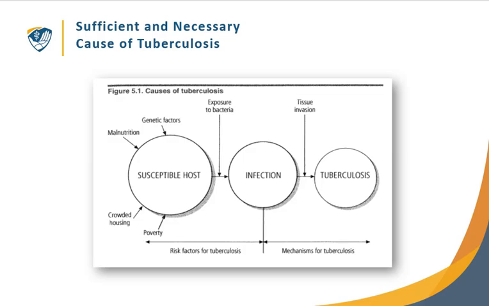This is an example of sufficient and necessary looking at the cause of tuberculosis. What we can see here, there are different components in the causation of tuberculosis. The necessary cause is exposure to the TB bacteria. But there are other factors which increase that risk. Crowded housing, poverty, malnutrition, genetic factors, all of those things can potentially be sufficient.